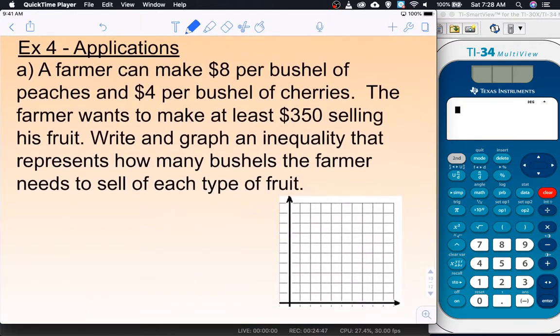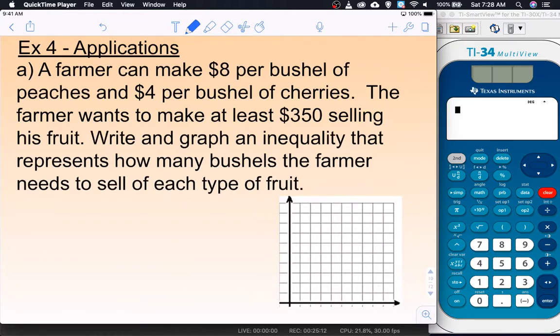Okay, applications. A farmer can make $8 per bushel of peaches and $4 per bushel of cherries. A bushel is like a big basket. The farmer wants to make at least $350 selling his fruit. Write and graph an inequality that represents how many bushels the farmer needs to sell of each type of fruit.